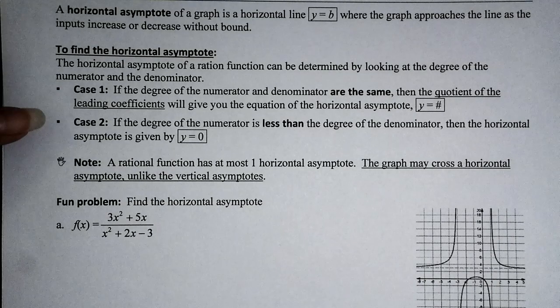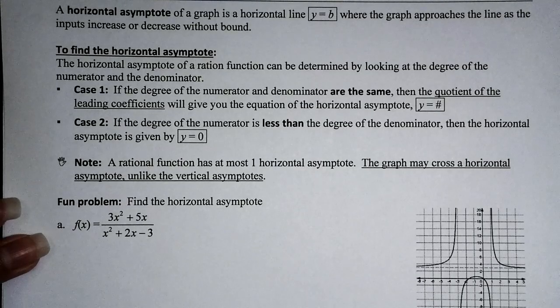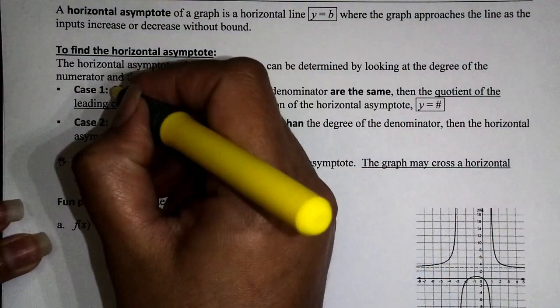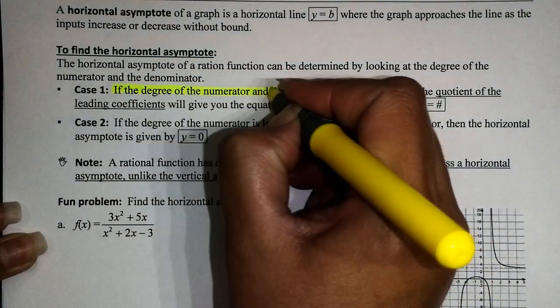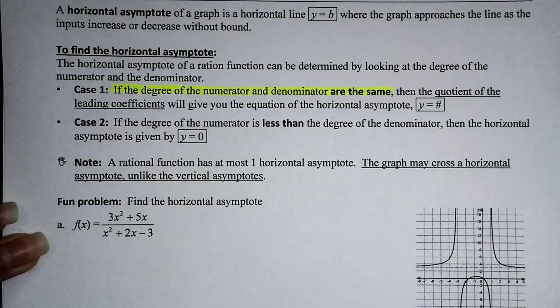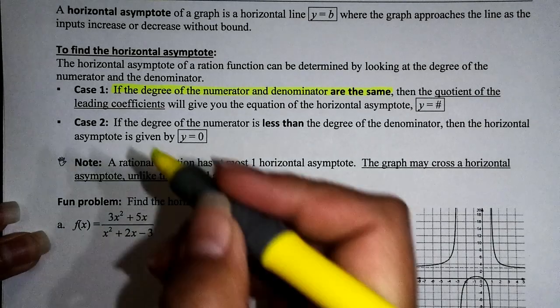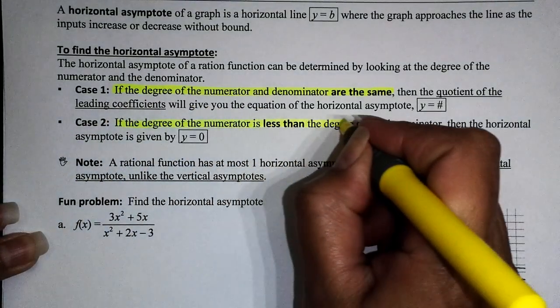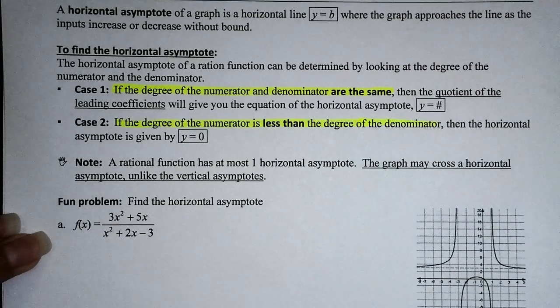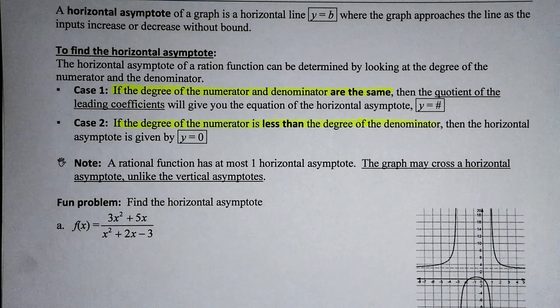So we have two case scenarios. Case one, if the degree of the numerator and denominator are the same, then we'll handle it some way. But case two, if the degree of the numerator is less than the degree of the denominator, then I guess I should keep on reading. Okay, so the moral of the story is this: to find the horizontal asymptote, we are going to base it on looking strictly at the degrees of both the numerator and the denominator of the rational function.